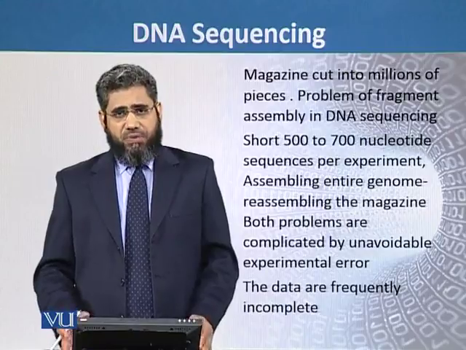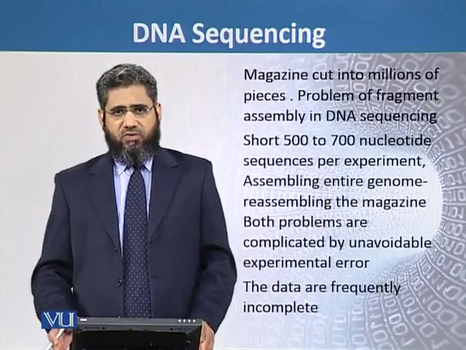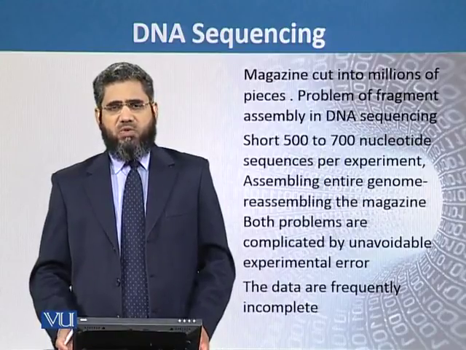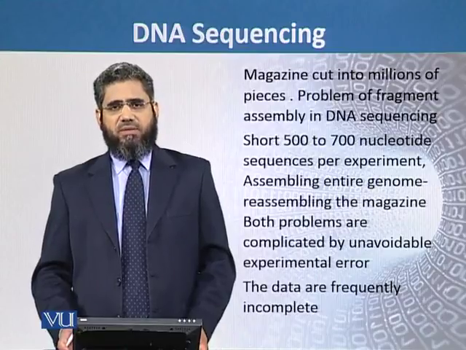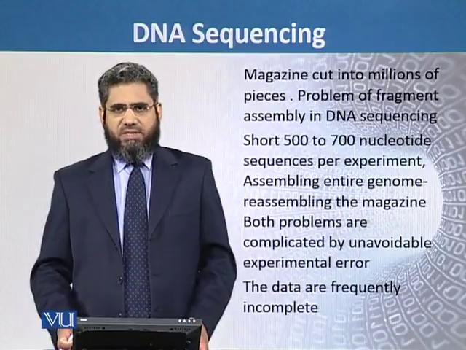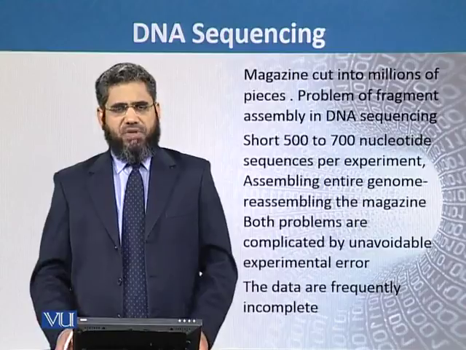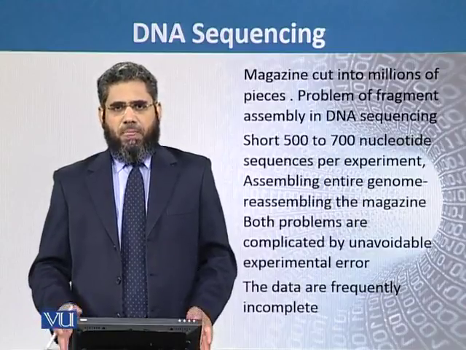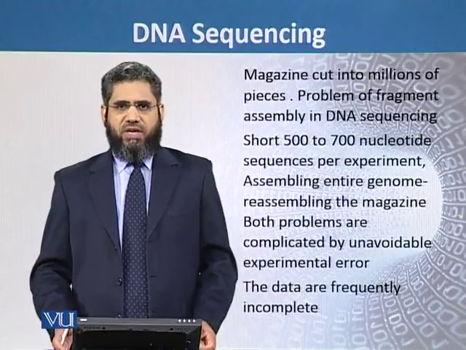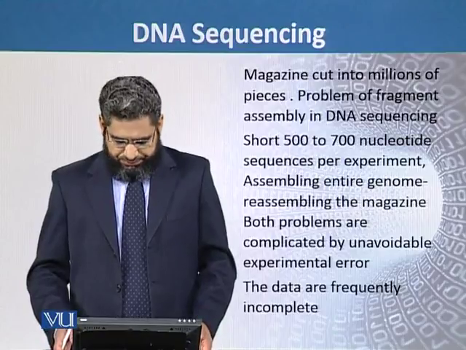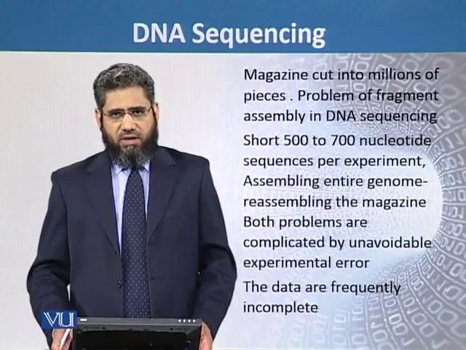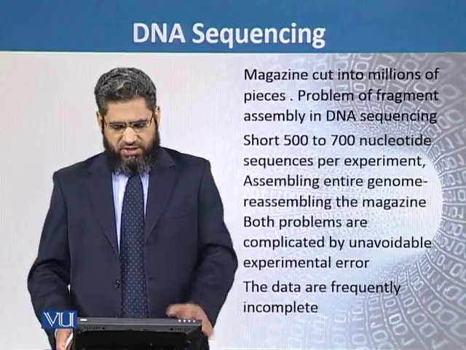Then when we perform the DNA sequencing and get the fragments, the problem is again that we have to assemble those fragments into an entire genome. And the problem is the same as when we made small pieces of the magazines: some of the pieces were lost. In DNA sequencing also, some of the sequence never comes up in the sequencing process, and sometimes we cannot read the sequence properly. This problem is unavoidable because there are experimental errors when we do DNA sequencing.